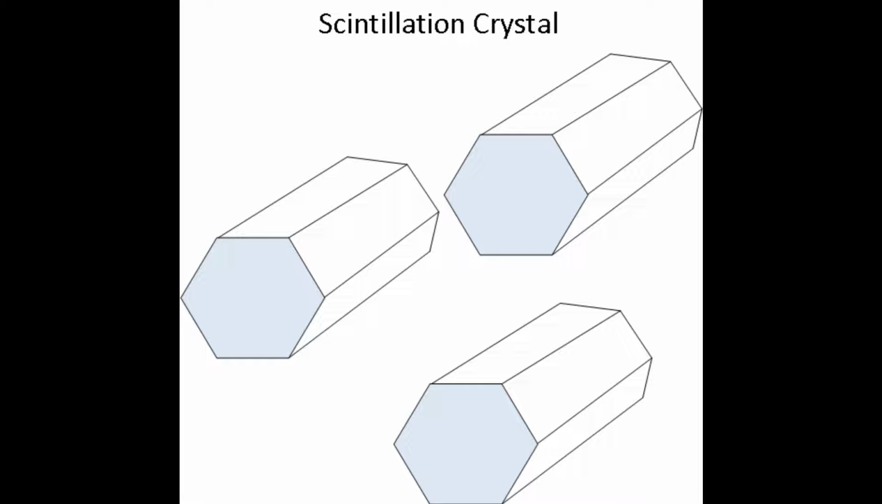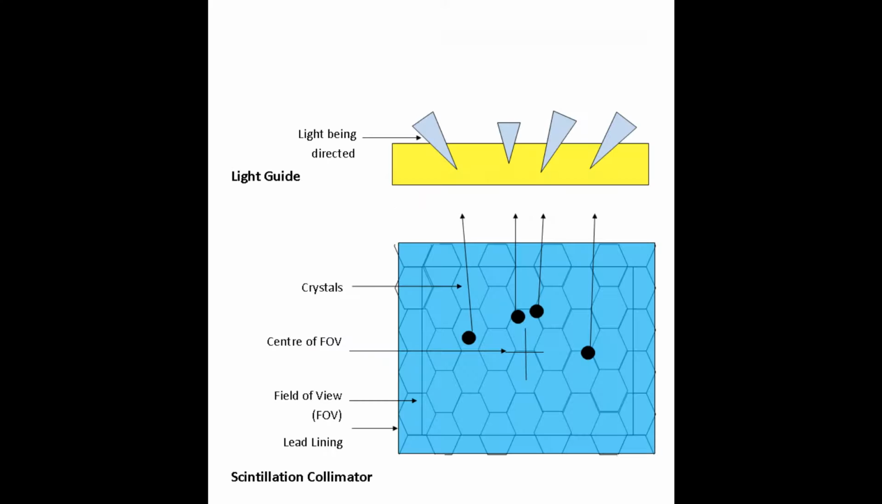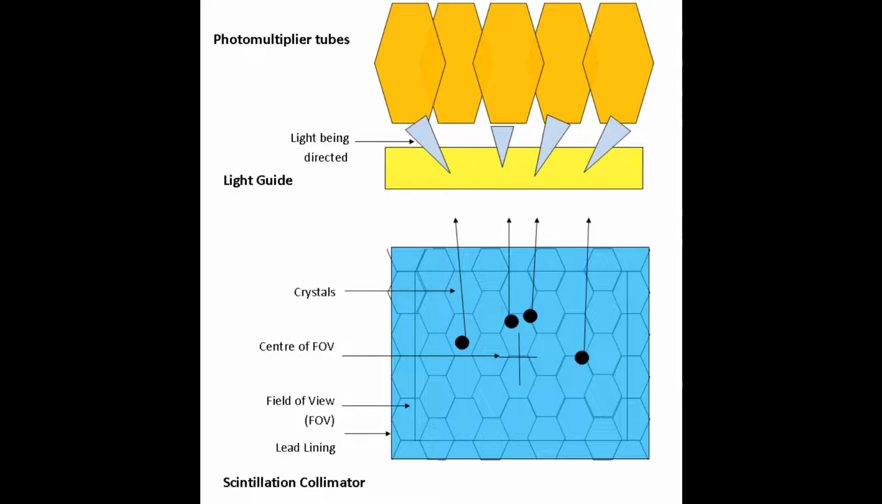Current scintillation crystals are hexagonal in shape, so they can be positioned close to one another, ensuring there are no gaps and all surfaces are covered. The scintillation crystals convert the gamma rays to visible light, which is then directed through a light guide to a photomultiplier tube. The purpose of the light guide is to direct the light to each PM tube to increase the efficiency of the light collection and image uniformity.